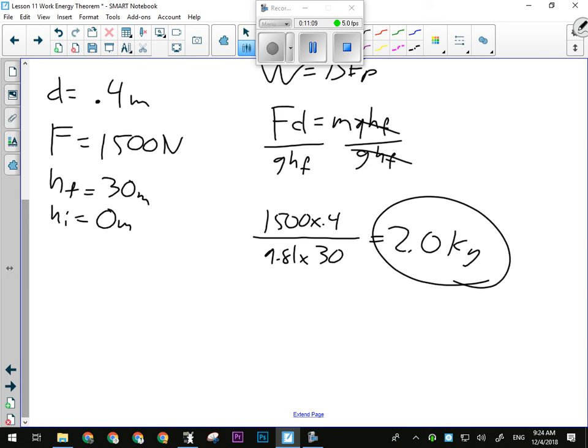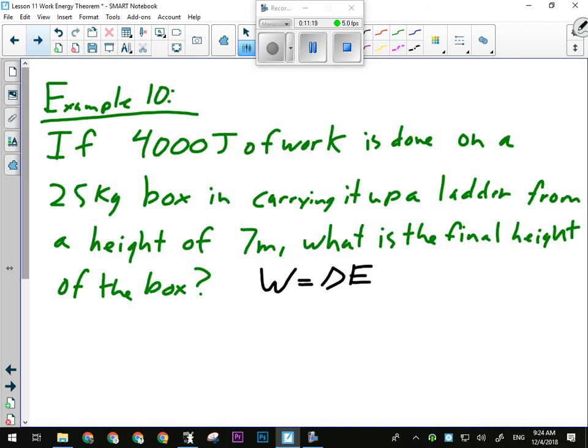All right, is this starting to make a little more sense than it did the other day? I mean, once you have a set of steps to follow, it makes them a little bit easier to deal with. Okay, try that one. Similar to what you just did, except this time there actually is an initial height.